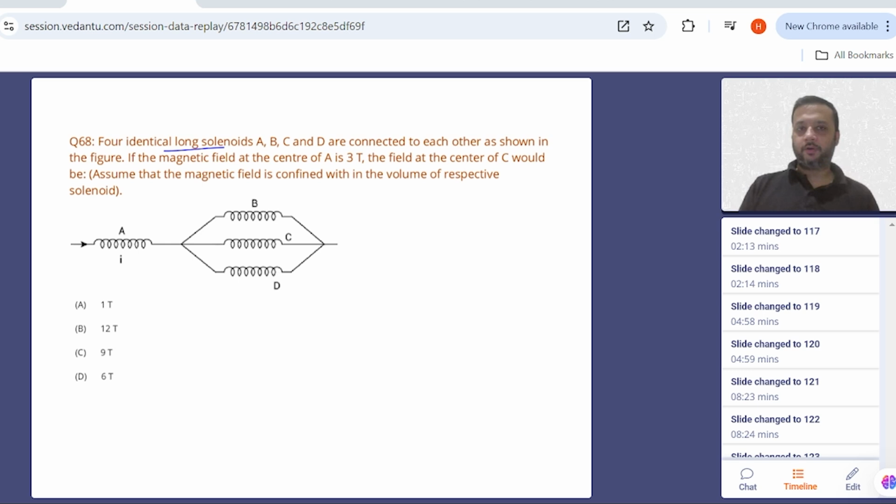Four identical long solenoids A, B, C, and D are connected to each other as shown in the figure. If the magnetic field at the center of A is 3 Tesla, then find the field at the center of C.